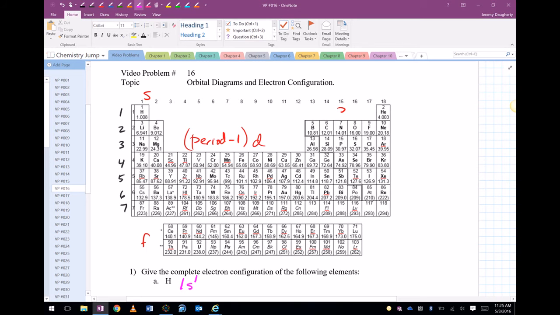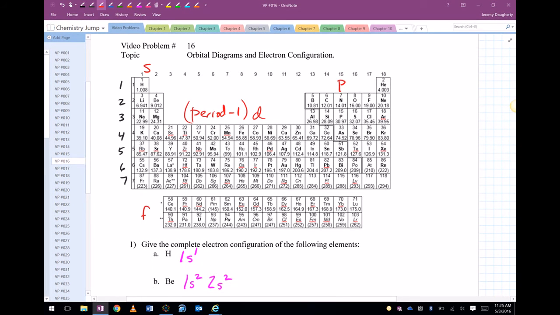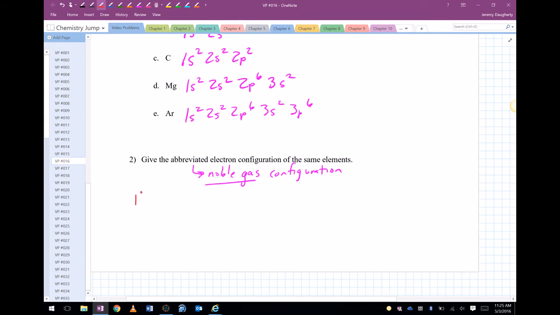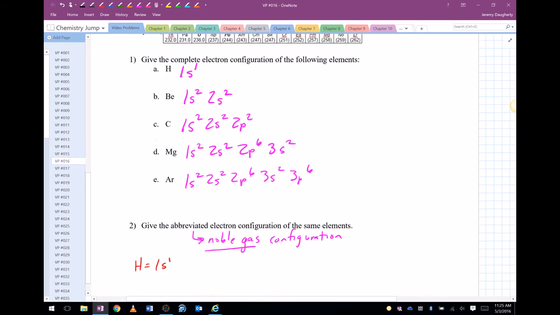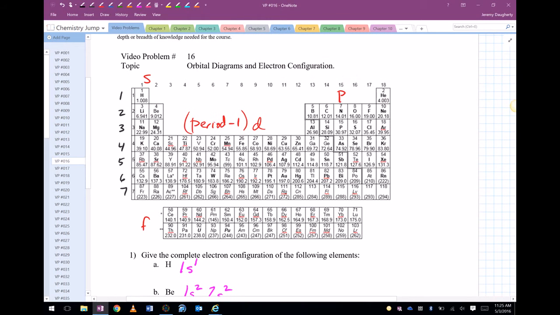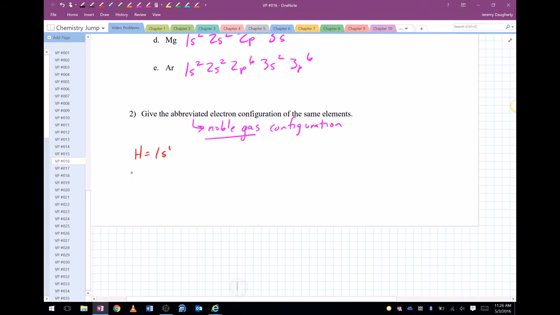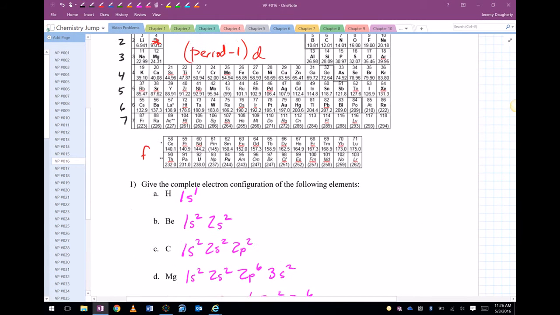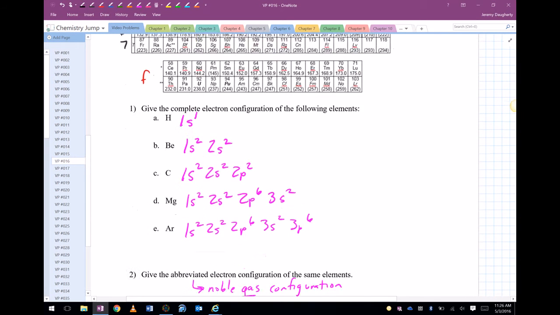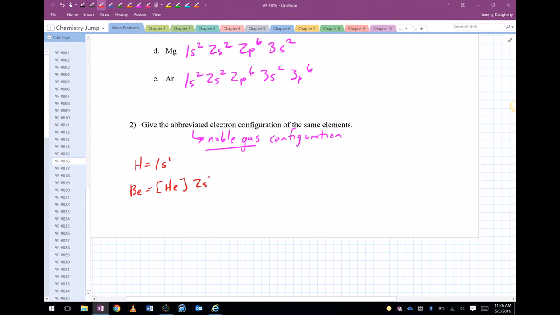So the abbreviated electron configuration all it does is just tell us the noble gas before the element. So hydrogen doesn't have an abbreviated electron configuration, so it is just 1s1. Then we get to beryllium. We can go to the noble gas before it. Not a lot of people use helium, but helium is the noble gas before beryllium. So here's beryllium. Right? Helium is the noble gas before it. So what we're going to do is put helium in brackets. So that means I've done the electron configuration of helium, so I can just say it's 2s2.